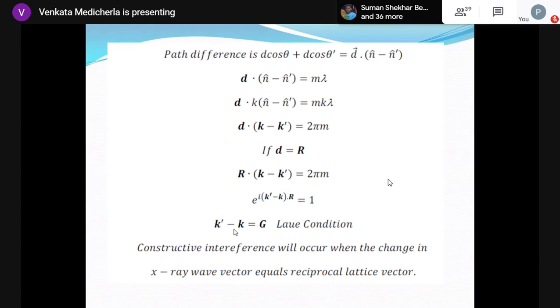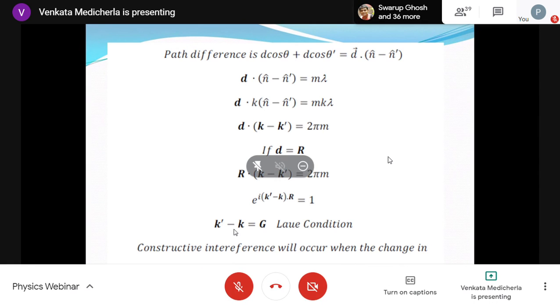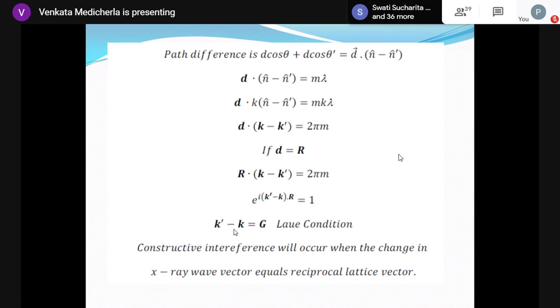The path difference is d cos theta plus d cos theta prime. That is d dot n cap minus n cap prime, where n cap is a unit vector along the incident k direction, and n cap prime is the unit vector along the k prime direction. Instead I was studying k and k prime, but it's put in n cap. Anyhow, this little math we cannot avoid. So d dot n cap minus n cap prime, that is the path difference.